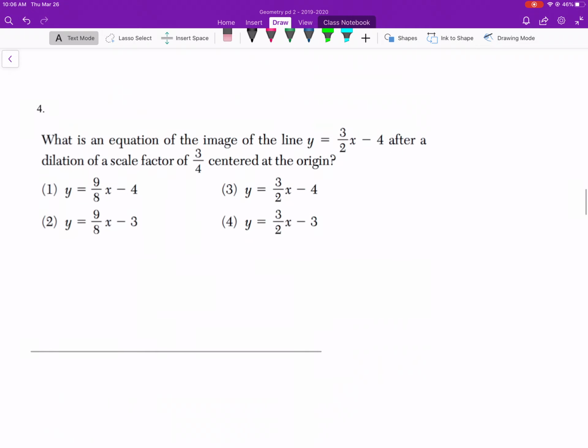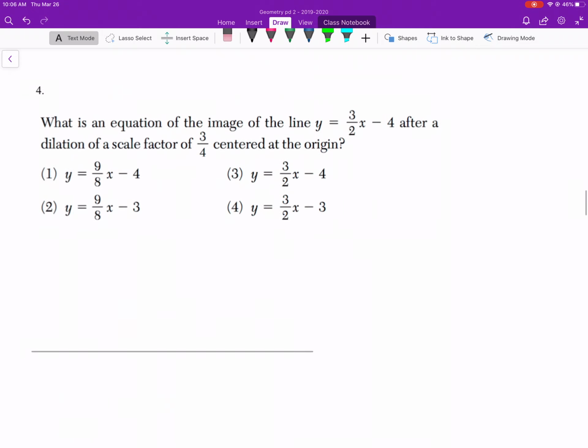And finally, number 4. What is an equation of the image of the line y equals 3/2 x minus 4 after a dilation? Okay, so now yesterday's lesson, dilation of scale factor 3/4 centered at the origin. Alright, now dilations, we should be thinking about parallel.